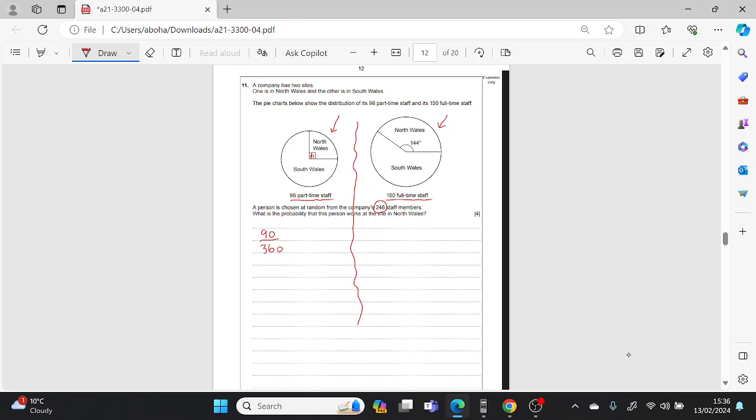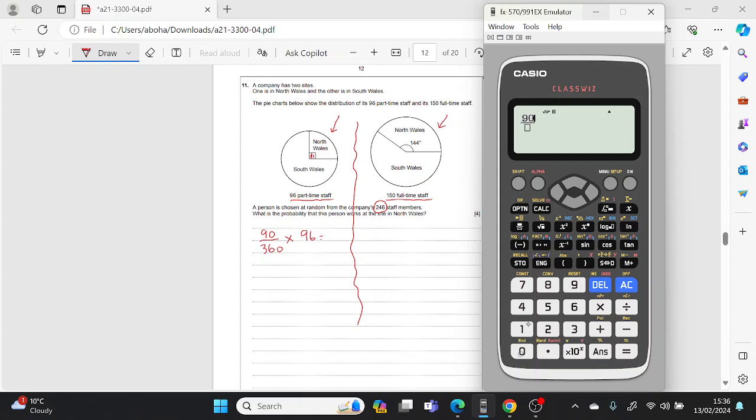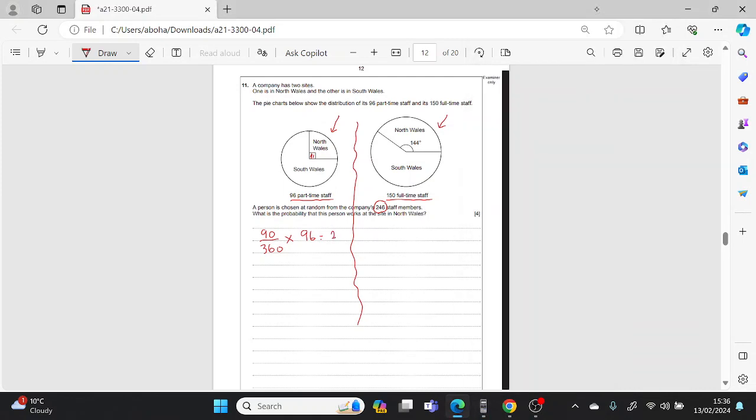360 times 96. So 90 divided by 360 times 96, and the answer is 24. So we know there's 24 of them in North Wales there. And then same thing here. That's going to be 144 degrees. So it's going to be 144 divided by 360 times 150, because there's 150 in total.